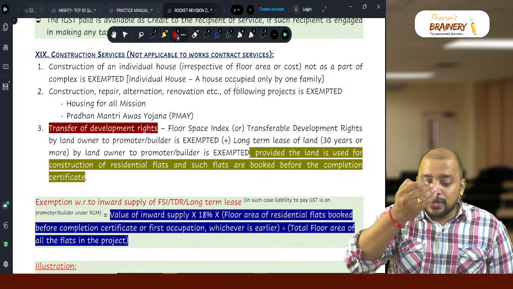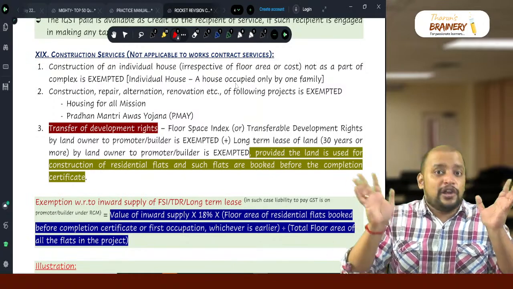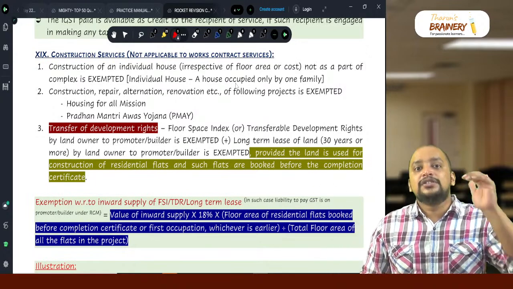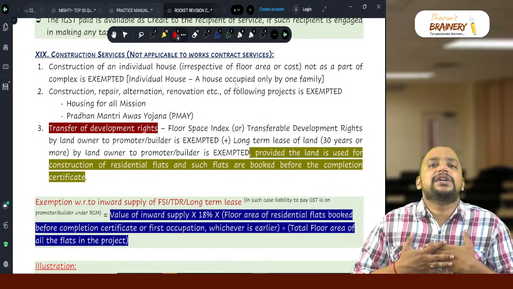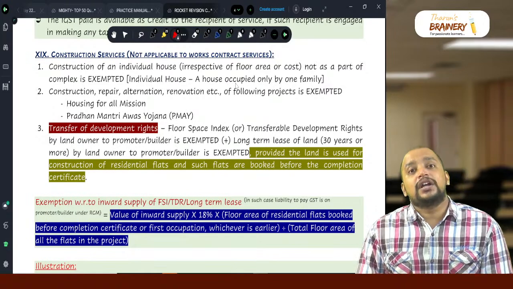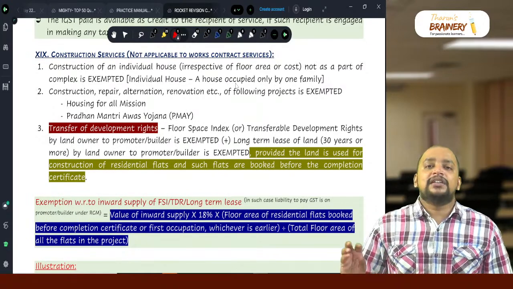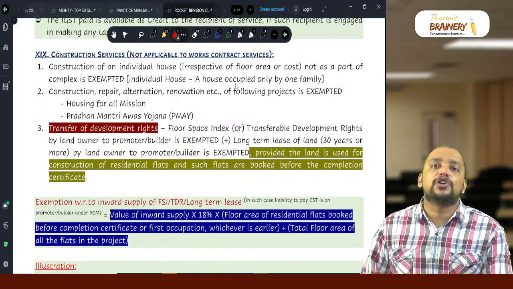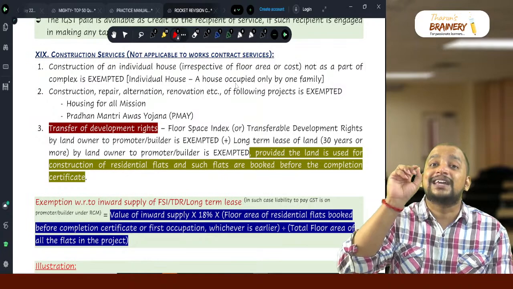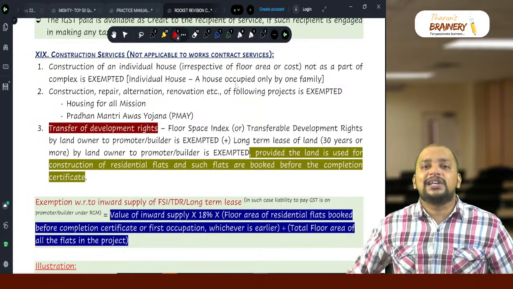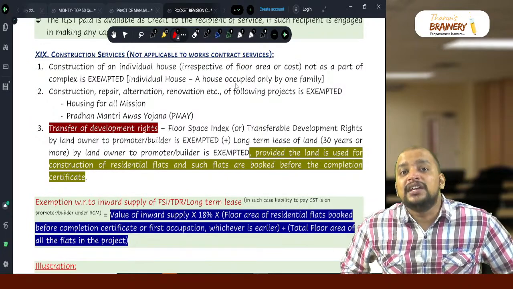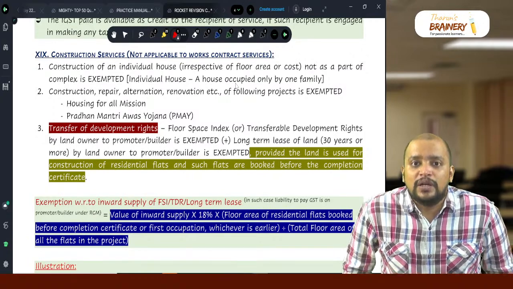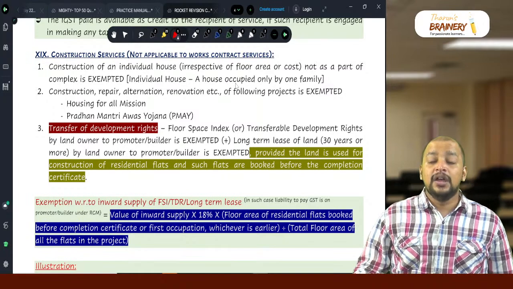So this exemption that we are going to discuss now is not applicable for works contract, it is only for construction service. So look at the first point. I am constructing an individual house, and whatever may be the amount received, the consideration received is exempted. Here, individual house means what? A house occupied by a single family. Actually, the kitchen is the base. If there is only one kitchen, then it will be called an individual house, and the construction cost collected will be exempted, whatever may be the amount.